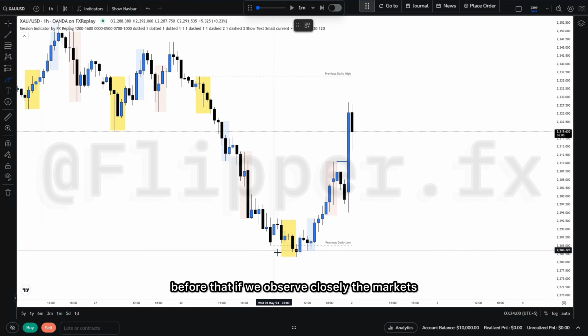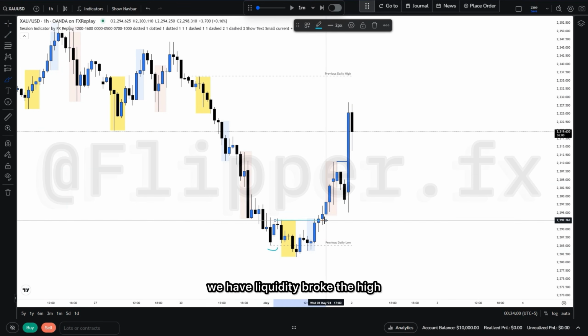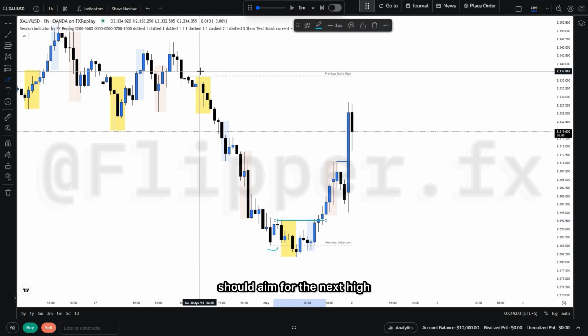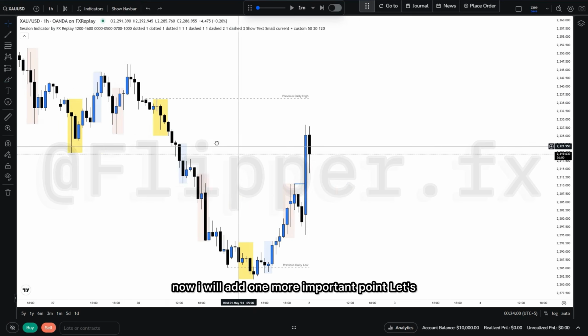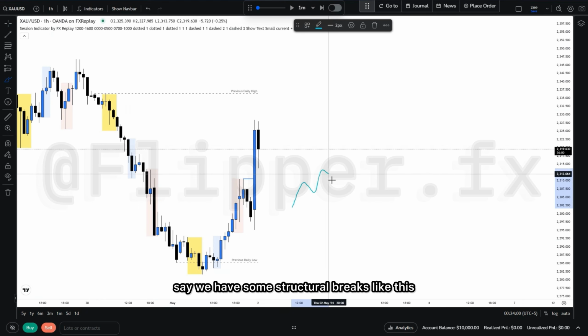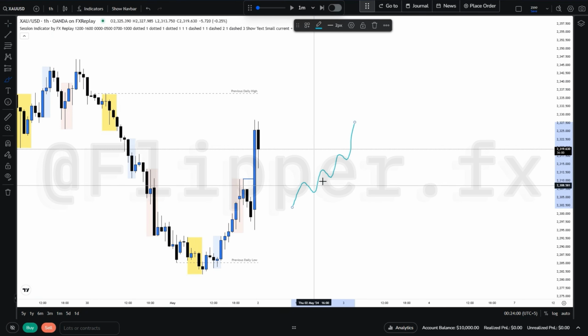Before that, if we observe closely, the market swept liquidity, broke the high and formed a strong low. So typically, price should aim for the next high. Now, I will add one more important point. Let's say we have some structural breaks like this.